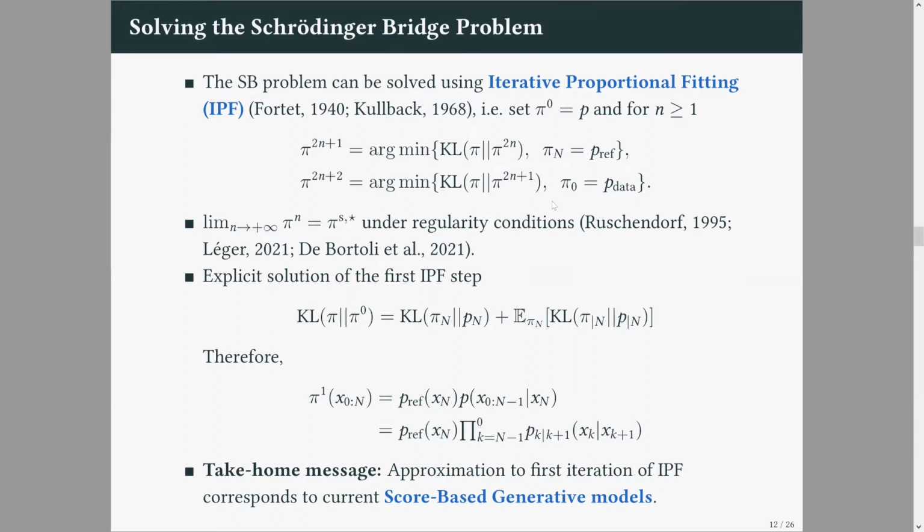Now we're going to have a look at how these iterates look, and whether there is a way to approximate them numerically. We initialize the algorithm by calling the iterate pi naught equal to p, the base process. Now I want to implement the first step of IPF. What do I need to do? I need to minimize the KL divergence between pi and pi1, subject to the marginal at time n being equal to the standard multivariate normal. It is trivial to see, by another simple decomposition of the KL, that pi1 is a backward, or reverse time, process, which you can write as follows.